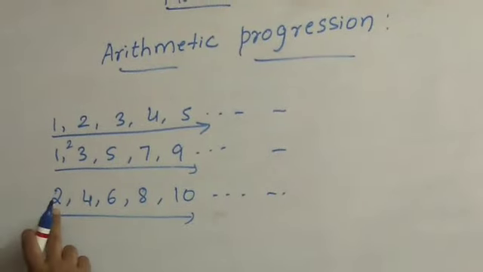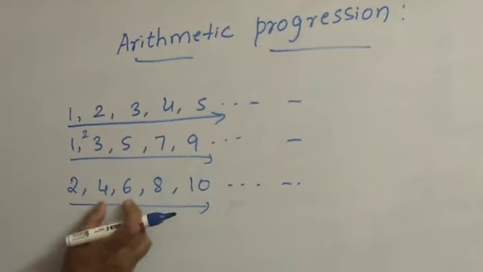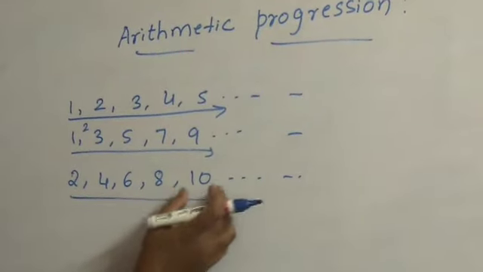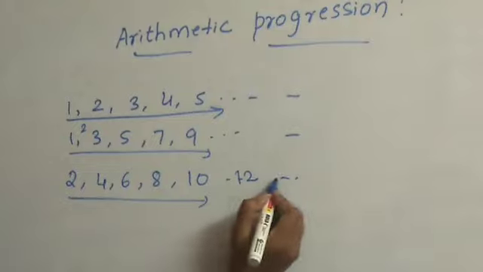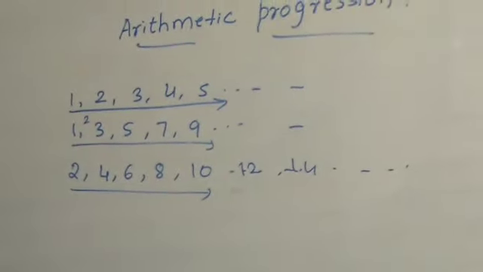Here you observe 2, 4, 6, 8. Similarly, here also the difference is 2. Here also 2. Here also 2. Next one will be what? 12. Next one will be 14. Like this, they are following some pattern.